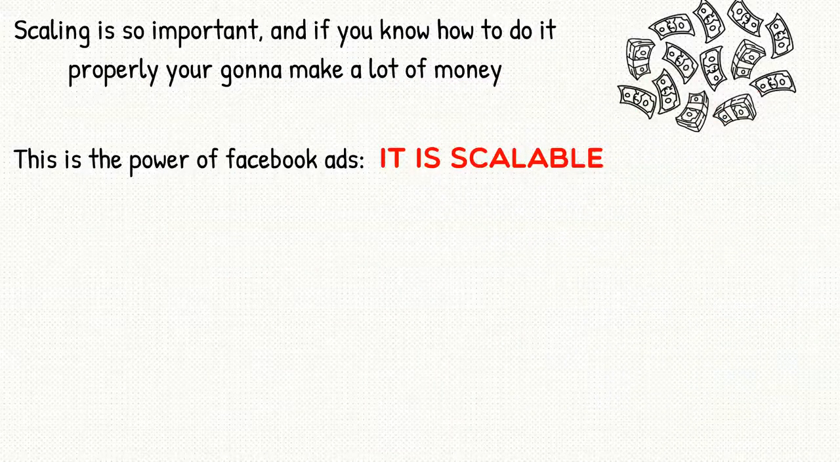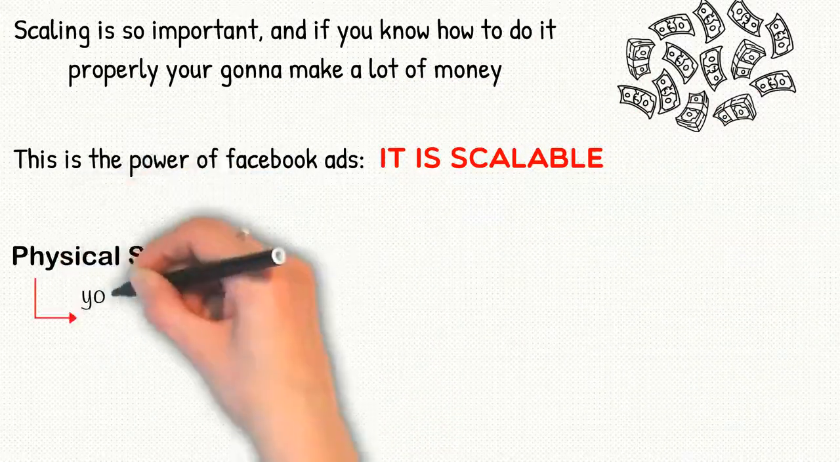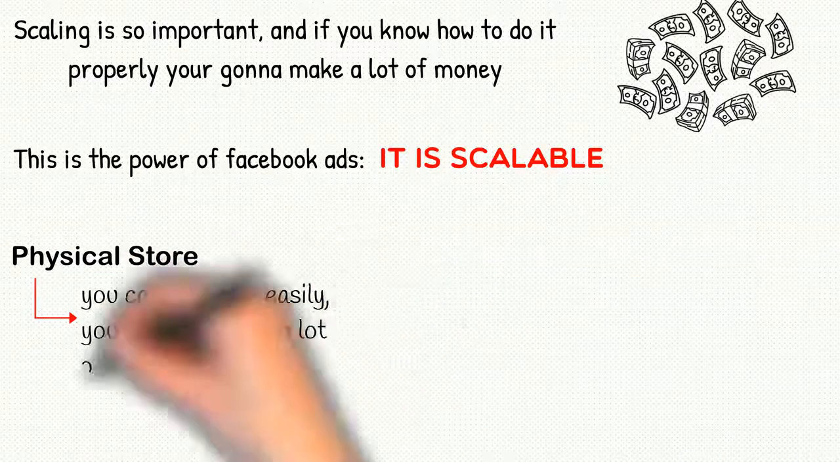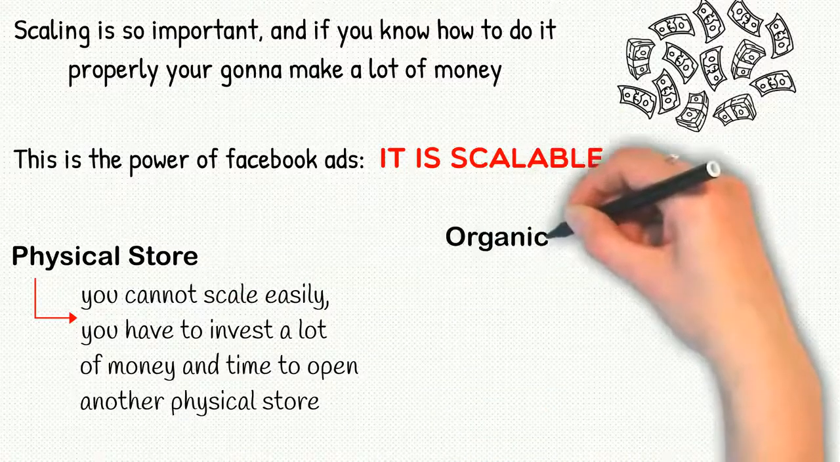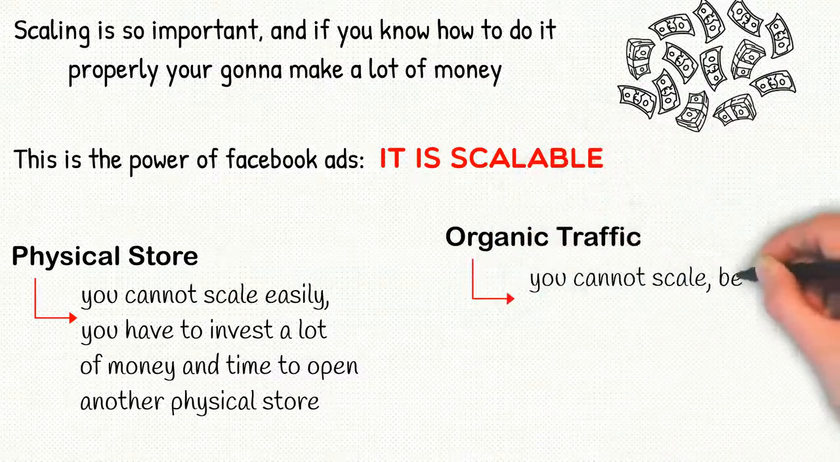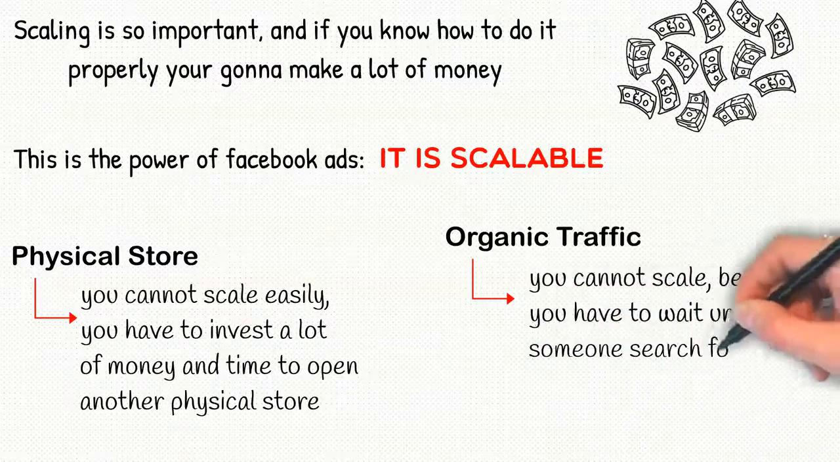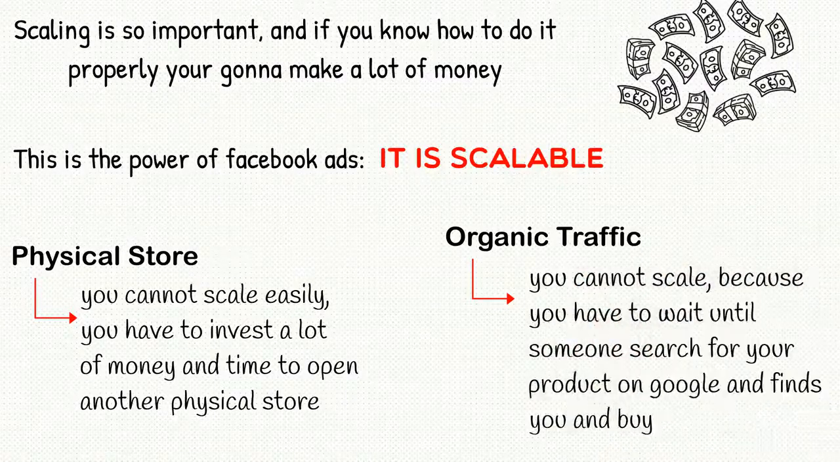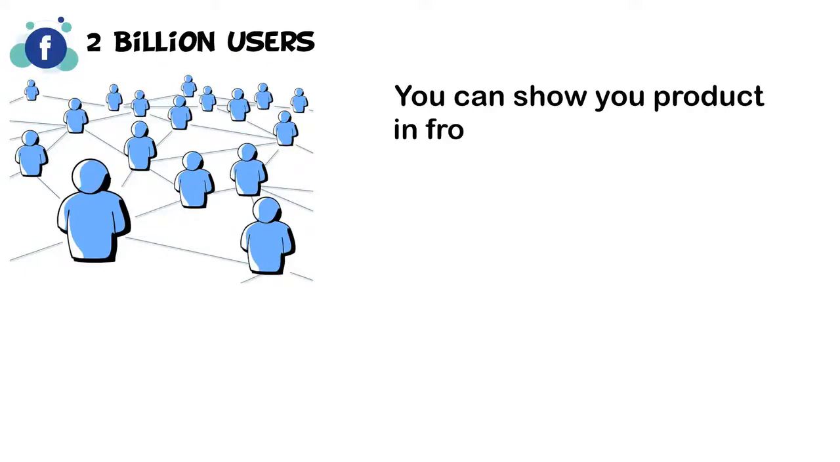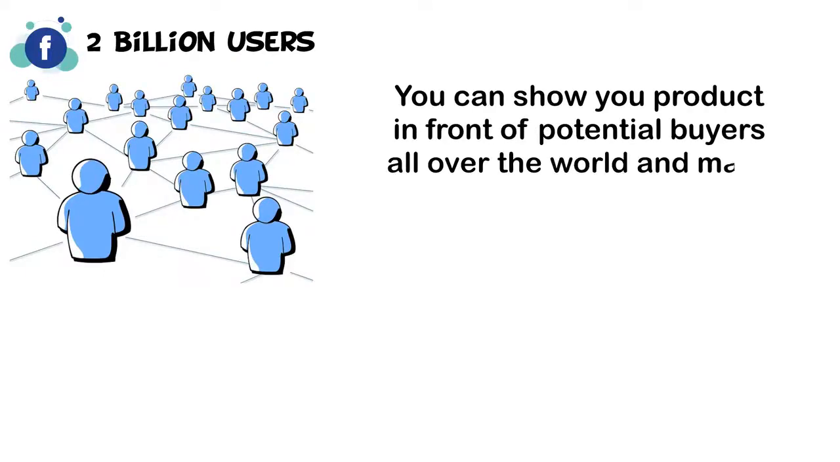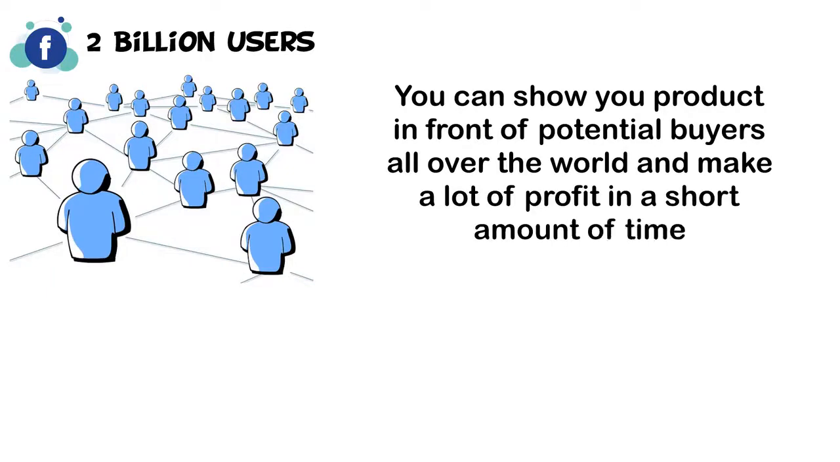It's scalable. If you have a physical store, you cannot scale easily. You have to invest a lot of money and time to open another physical store. If you are relying on organic traffic, you cannot scale because you have to wait until someone searches for your product on Google and finds you and buys. But with Facebook and nearly 2 billion users, you can show your product in front of potential buyers all over the world and make a lot of profit in a short amount of time.